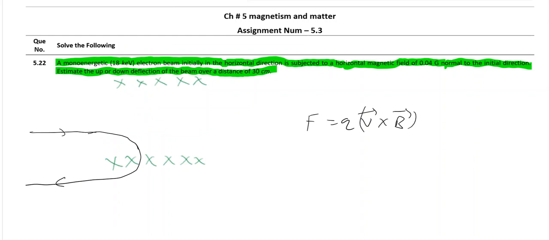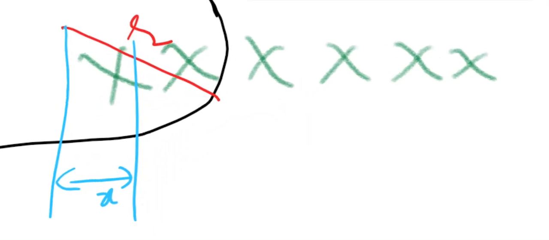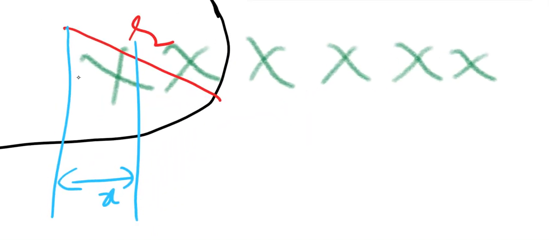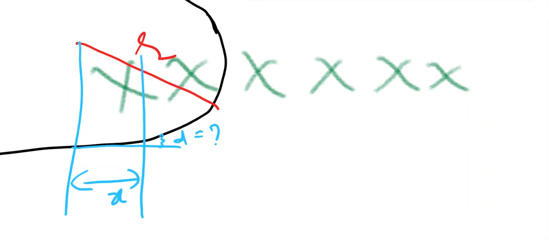So the point here is that the circular path traced by the electron will have some radius of curvature, let it be r. If you consider some horizontal distance, say x, at x distance the particle will have some very small deflection, let it be d. So how much is the deflection? That is the question. This is what we are asked to find out.